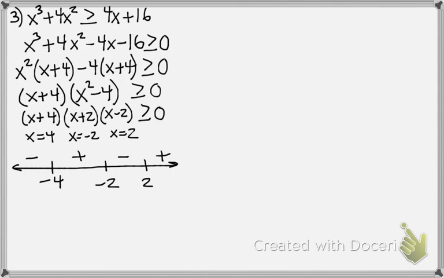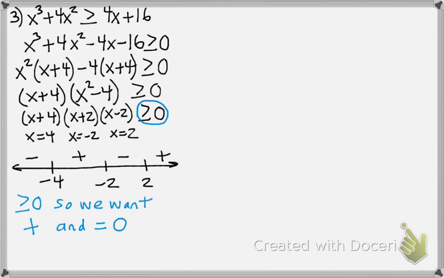Now, we have to decide which ones we want, and because this was greater than or equal to 0, that means that we want the positive ones, and also technically where it's equal to 0.